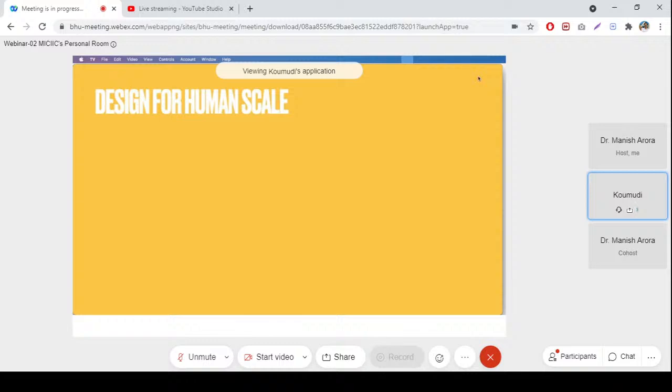So, how do we design for the real world? In his book, Design for Human Scale, Papanek proposes some guidelines for designers to design for real people in the real world with real needs. First and foremost, Papanek suggests that we broaden our constituencies.